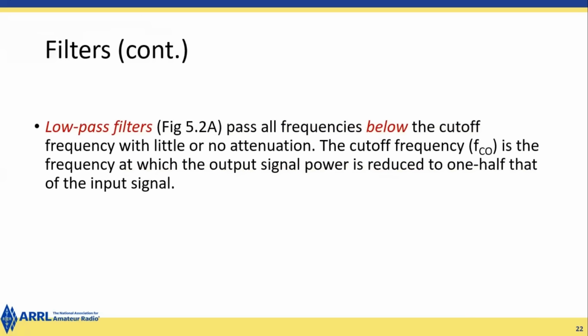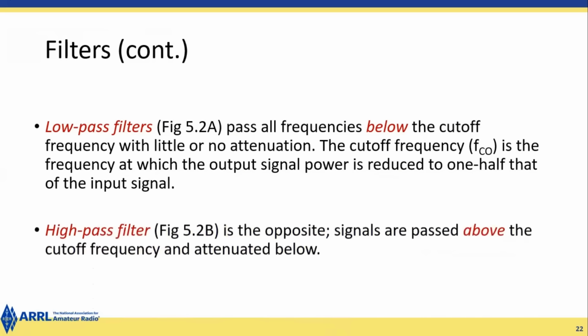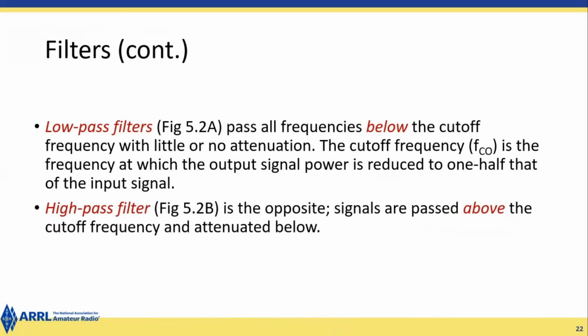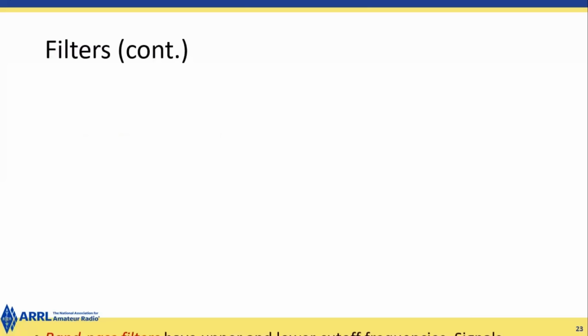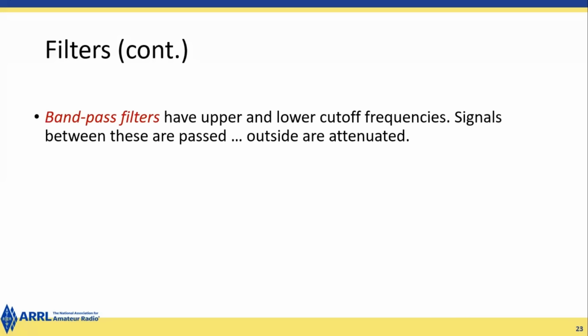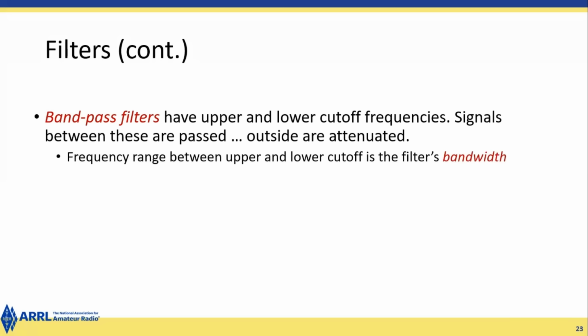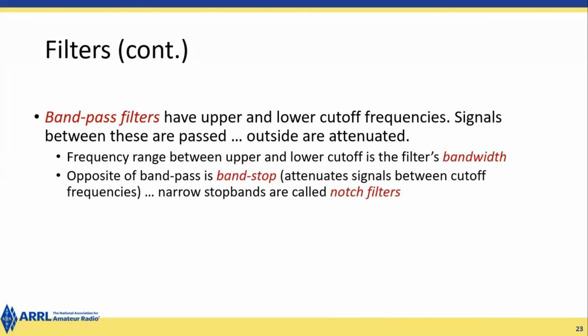Low pass filters pass all frequencies below the cutoff, with little or no attenuation. It's reduced by half. We talked about high pass filters, the opposite. It passes things above a certain cutoff frequency. Bandpass filters have upper and lower cutoff frequencies and pass the signals between those two. The frequency range between upper and lower cutoff is the filter's bandwidth. The opposite of bandpass is band stop, which is a notch filter.